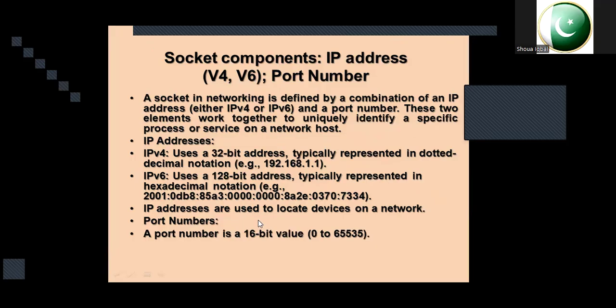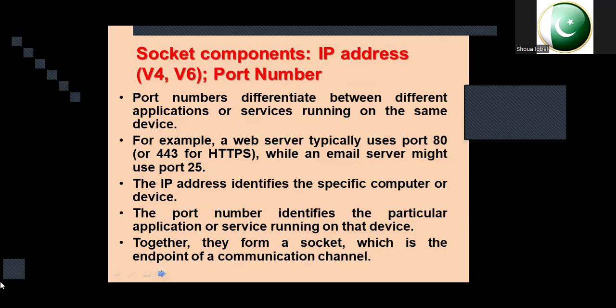IPv4 uses a 32-bit address, typically represented in dotted decimal notation. Then IPv6 is a 128-bit address, typically represented in hexadecimal notation, and examples of both are mentioned along with their description. IP addresses are used to locate devices on the network. A port number is a 16-bit value from 0 to 65535. Port numbers differentiate between different applications or services running on the same device. For example, a web server typically uses port 80, or 443 for HTTPS, while an email server might use port 25.